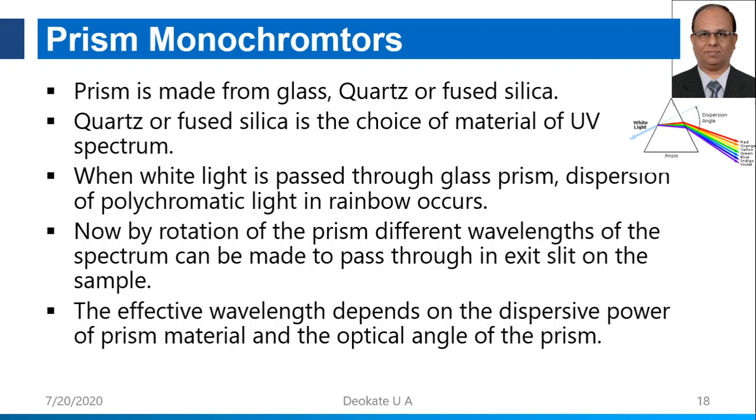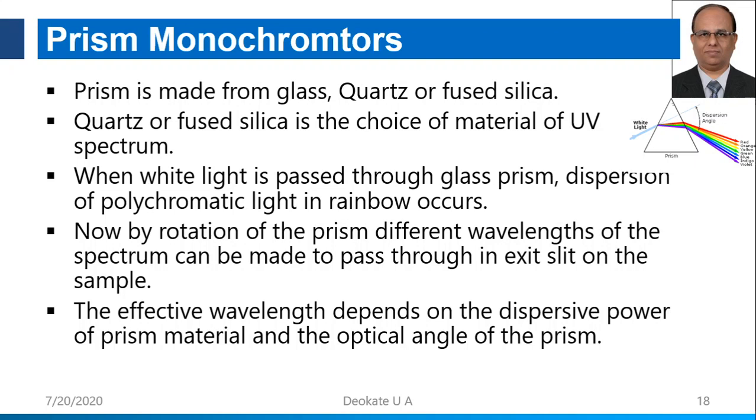The first dispersing device is called a prism. When prisms are used in the monochromator, they are called a prism monochromator. The prism is made from glass, quartz or fused silica, and depending upon the type of radiation, we can select the prism. In case of UV light, you have to use quartz or fused silica. For visible light, you can go for glass prisms. Such prisms are also used in IR spectroscopy.